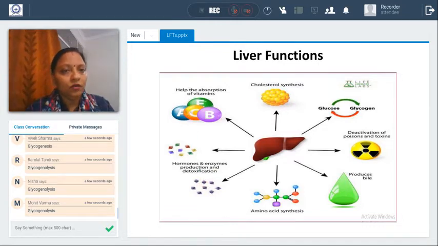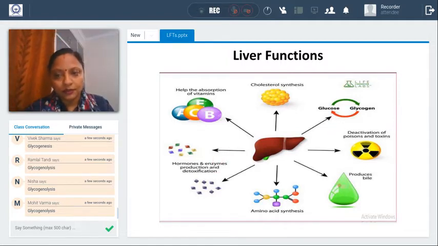Bile, we all know, from the gallbladder, helps in the absorption of vitamins. This is the synthetic process, meaning anabolic, and degradative means catabolic processes. So you are all aware of the functions?